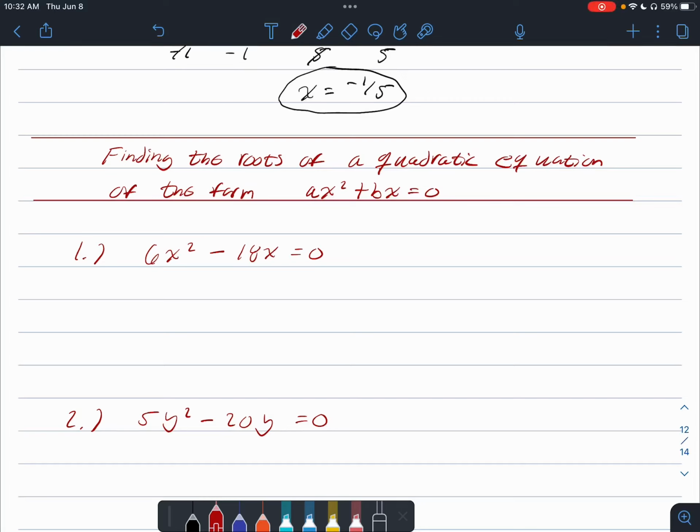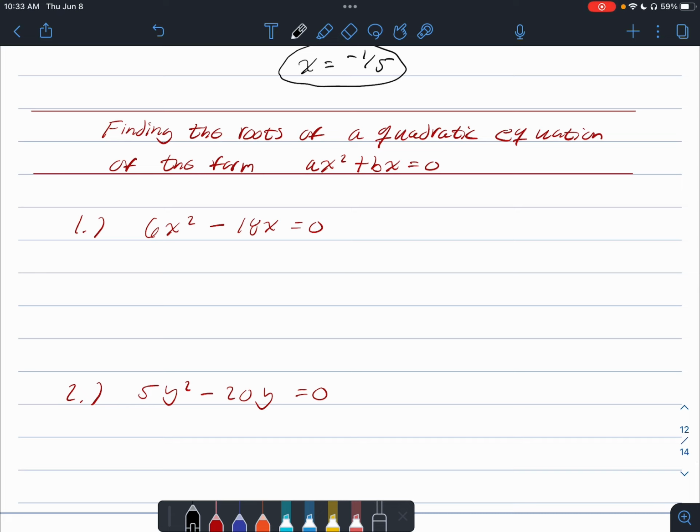In this video, we're going to be covering finding the roots of a quadratic equation that is in the form ax squared plus bx equals 0. Okay, so there's no constant term on the end of this equation. It's in the form ax squared plus bx equals 0. Okay, so let's take a look at the first example.